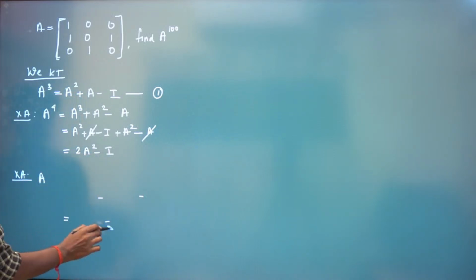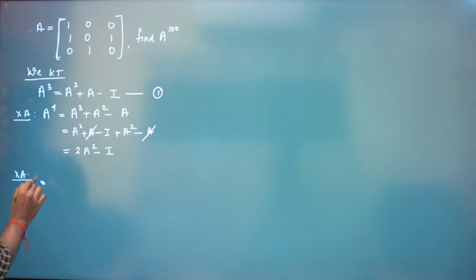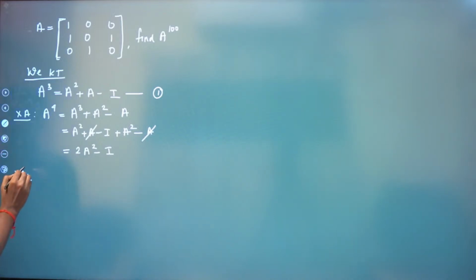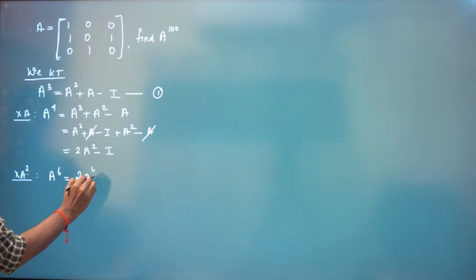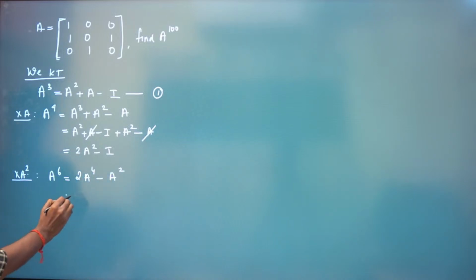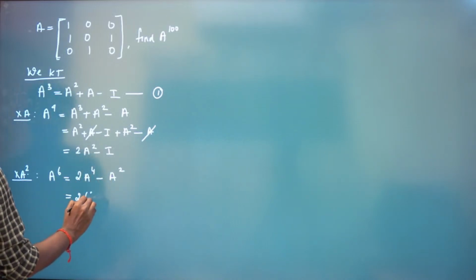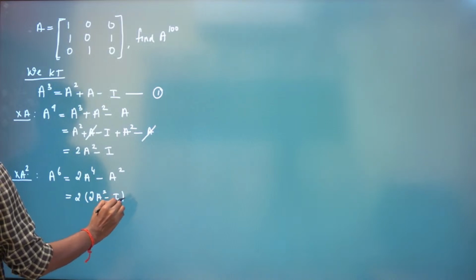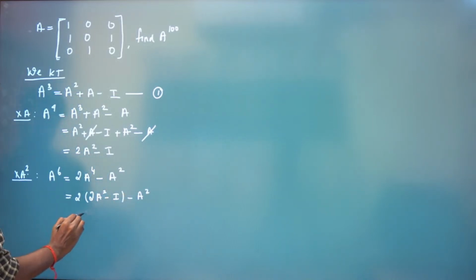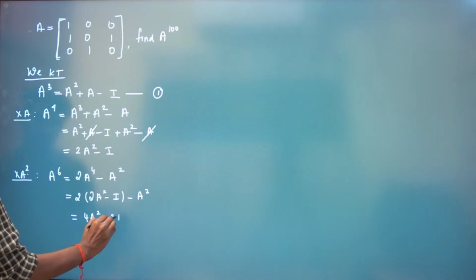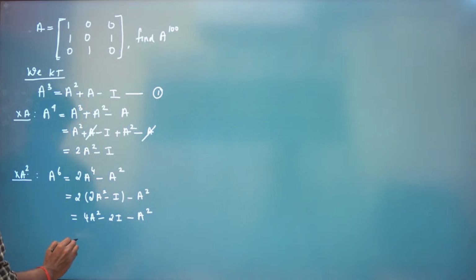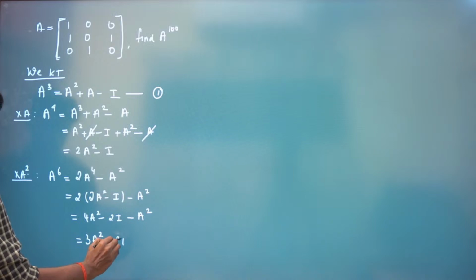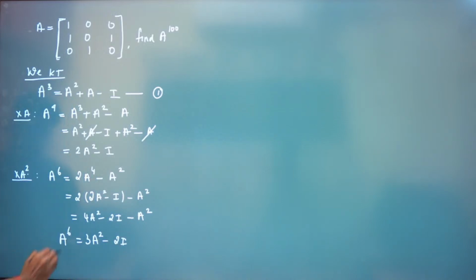So we'll try to find a pattern for some even numbers alone. We'll multiply A square. So A power 6 will be 2A power 4 minus A square. So 2 times A power 4 is 2A square minus I, minus 2A square. So 4A square minus 2I minus A square. So you are getting 3A square minus 2I. This is the A power 6 value.